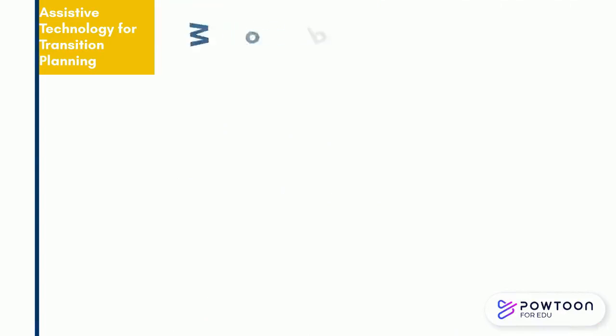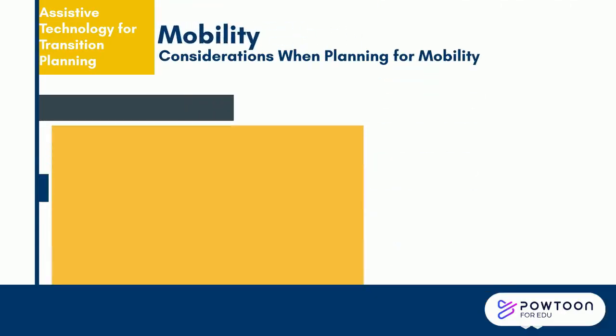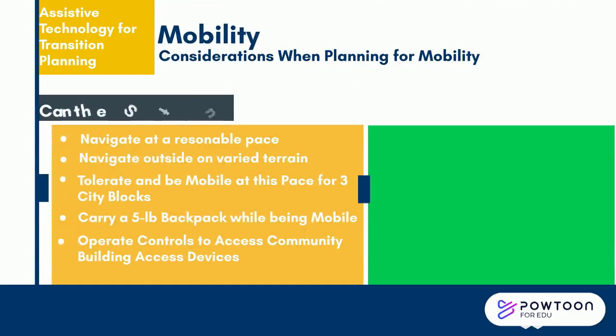Assistive technology for transition planning. Considerations when planning for mobility. Can the student navigate at a reasonable pace? Can the student navigate outside on varied terrain? Can the student tolerate and be mobile at this pace for 3 city blocks? Can the student carry a 5-pound backpack while being mobile? Can the student operate controls to access community building access devices?